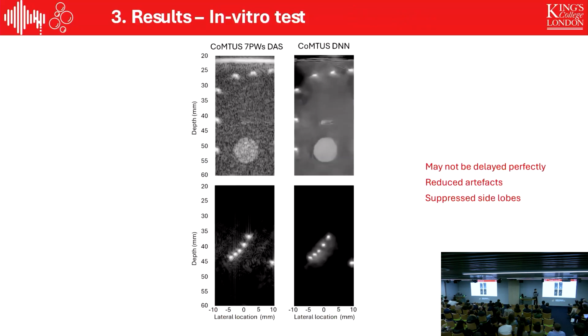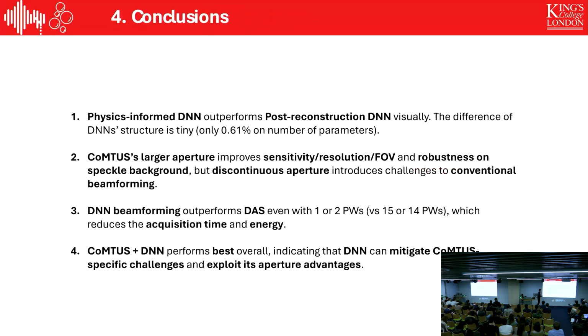These results are two in vitro tests. This is an in vitro test, so it's from experiment, so it's not perfectly delayed. We can see that the deep neural network can reduce the artifacts, especially the side lobes here, and it can produce better contrast in the inclusions and the points there.